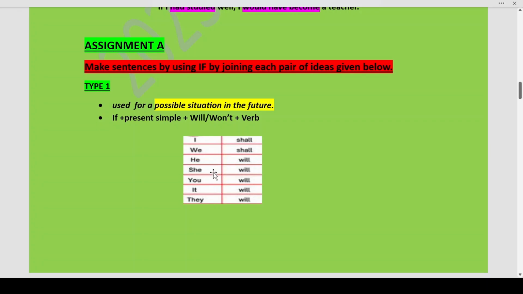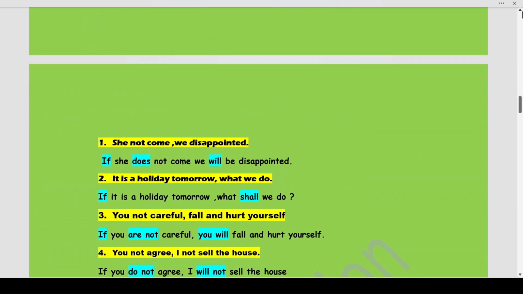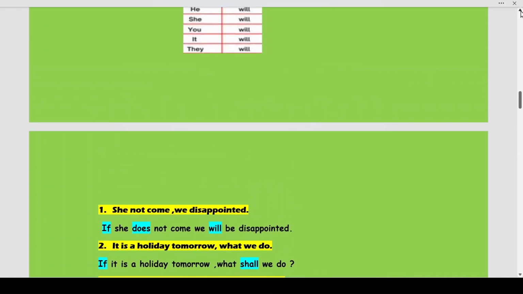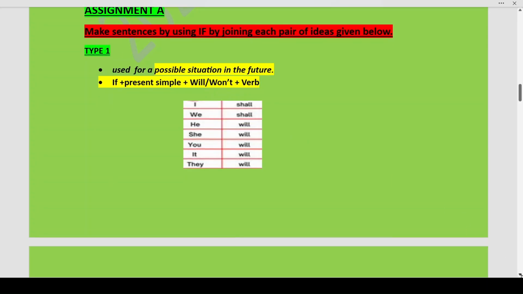I shall, we shall, he will, she will, you will, it will, they will. So only I and we use shall because we talk about shall in the future tense. Okay. He will, she will, you will, it will, they will are more situations in the present tense. Now, students, before you go over to this exercise, you have to keep in mind, or you can jot down on a piece of paper, this particular format: if plus present simple plus will, won't plus verb for type 1, which has been asked for you in the question. Okay. And then you will do this.